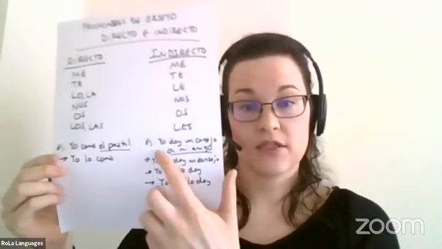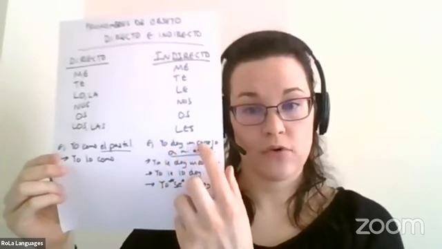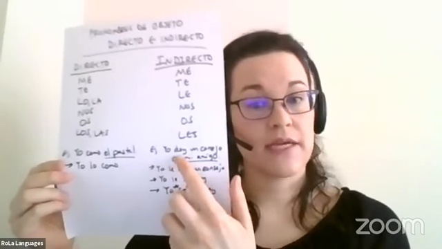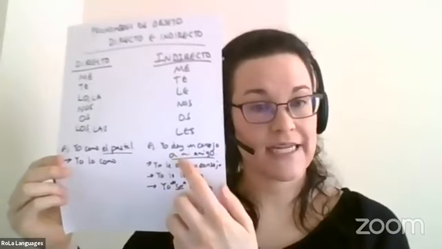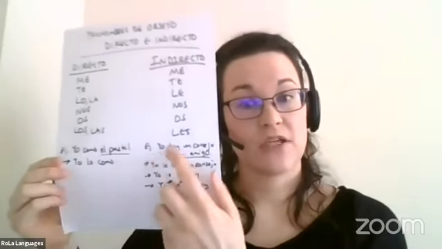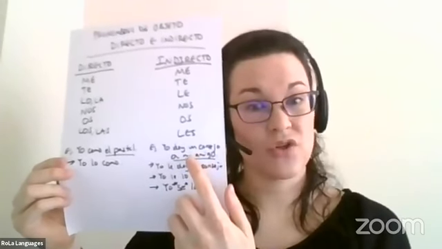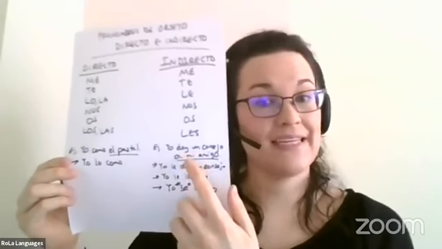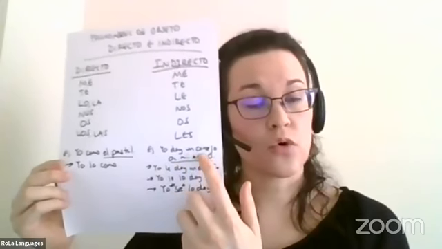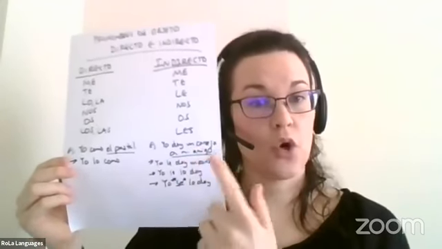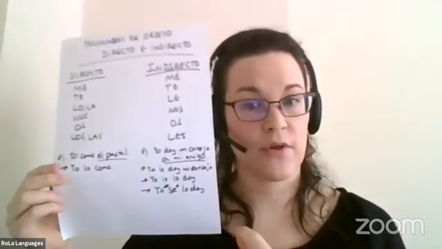So I would say, "yo doy un consejo a ti" would be the original sentence. Then I would say, "yo te doy un consejo," which is the indirect replaced. And then I would say, "yo te lo doy," for I give it to you. So te is replacing a ti and lo is replacing un consejo. And you can see the order: yo te lo doy. Okay, so that's how we would normally do it.